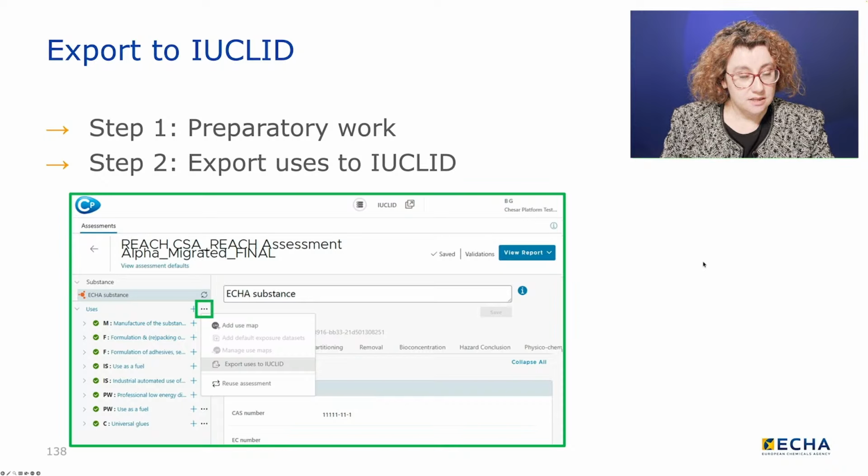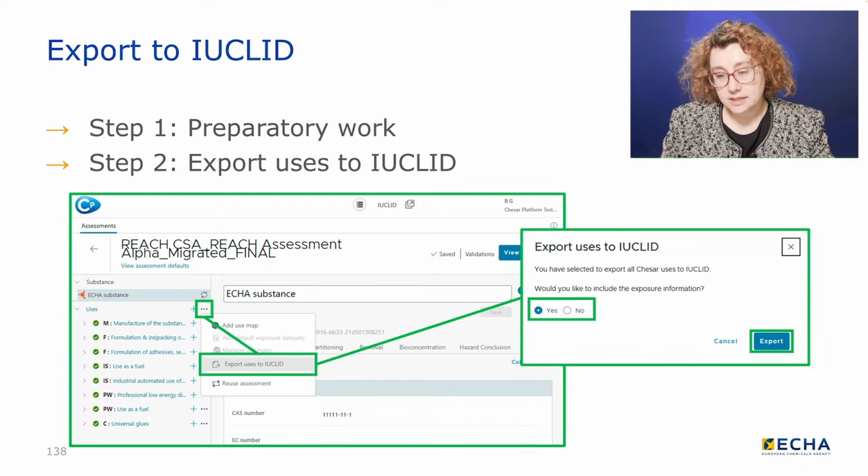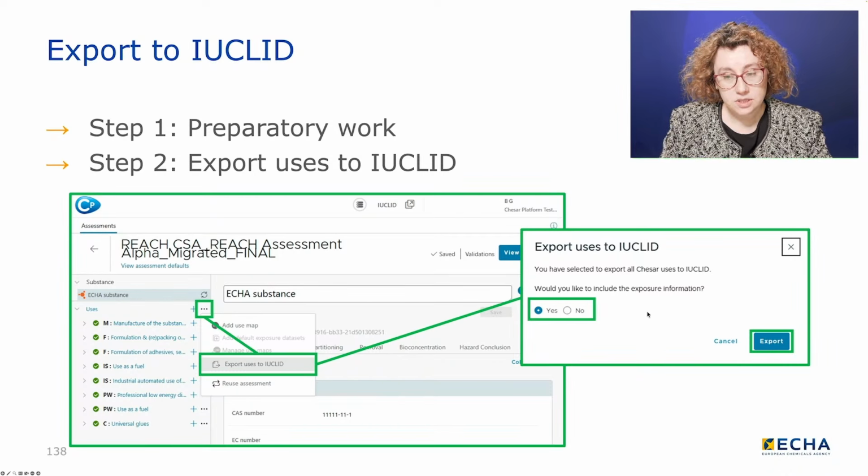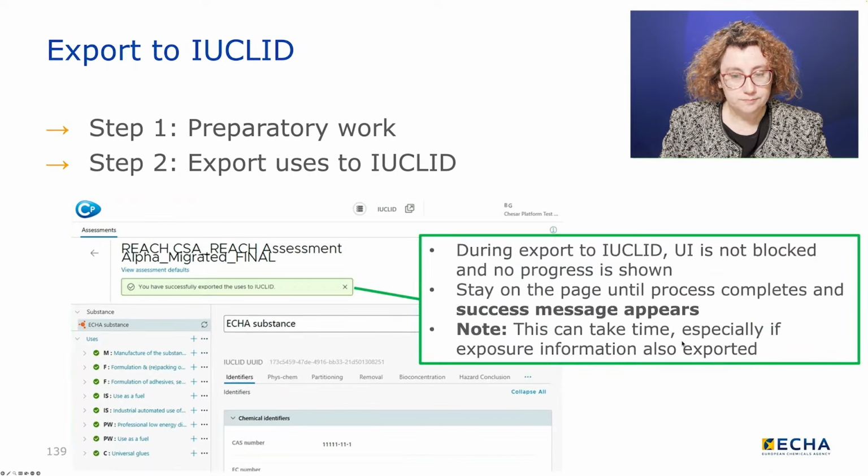So you press these 3 dots, and then you have a menu, you pick Export Uses to Euclid, and you will get a screen where you can select whether you want simply to export the uses, or you also want to include the exposure information. You pick your choice, and then you export.